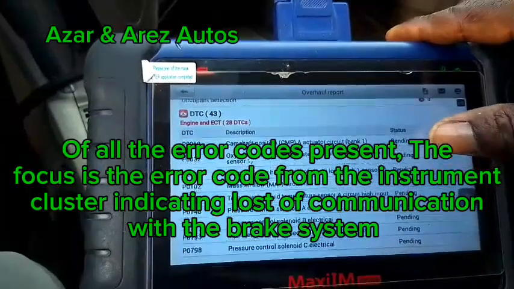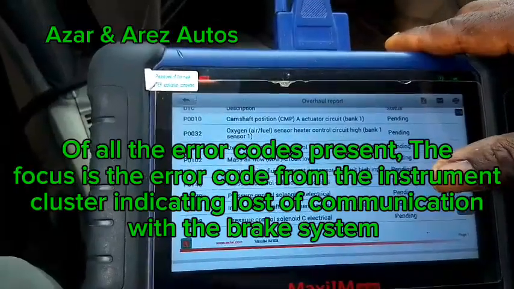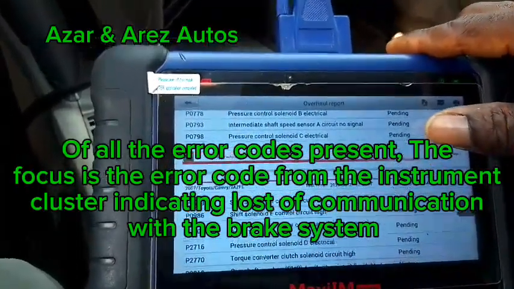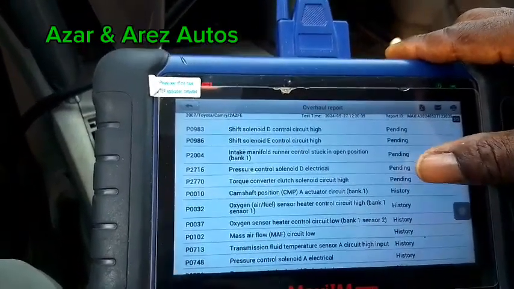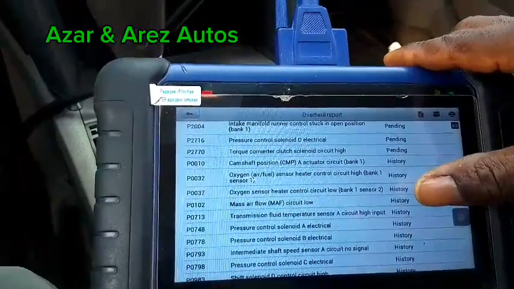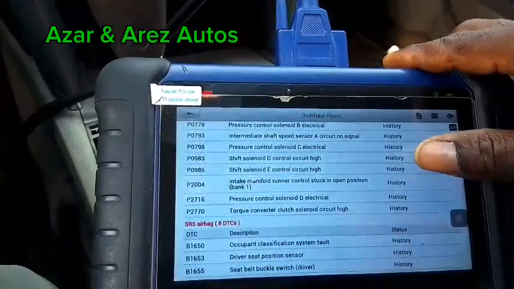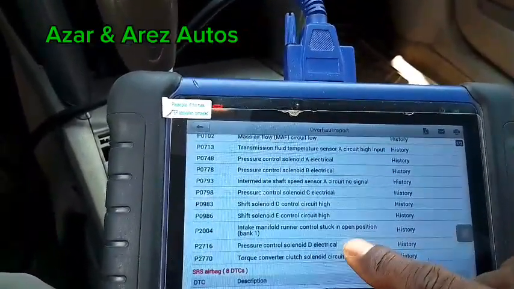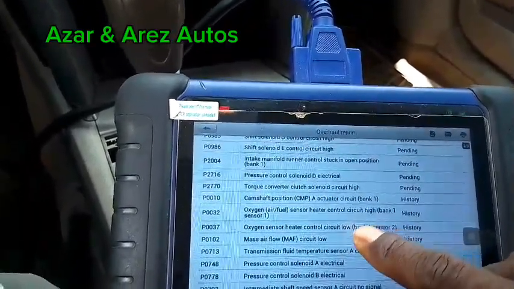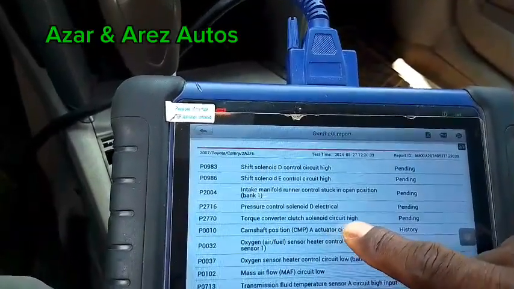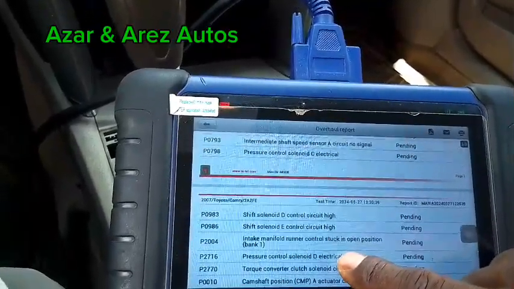Camshaft position sensor, transmission fluid temperature sensor, intermittent charge sensor, pressure sensor. We have some history here: torque converter clutch solenoid, master flow sensor. This is our history: torque converter clutch solenoid circuit high, pressure control solenoid high, intake manifold.